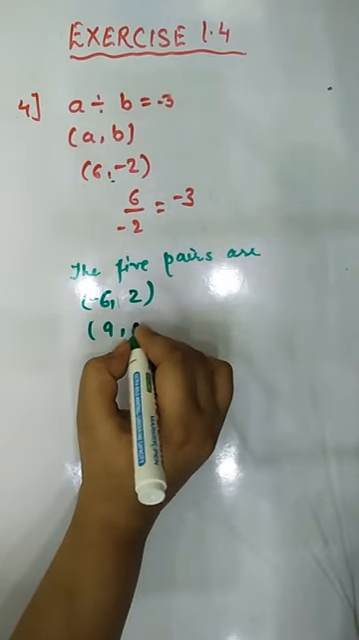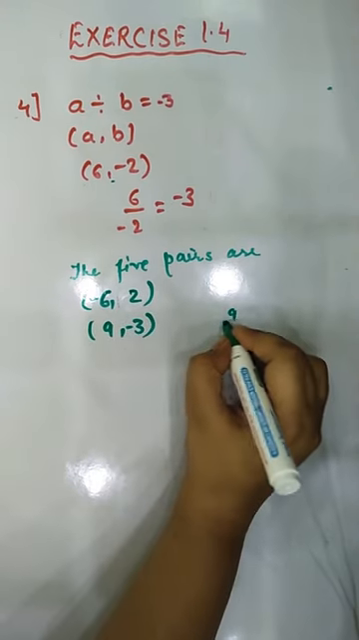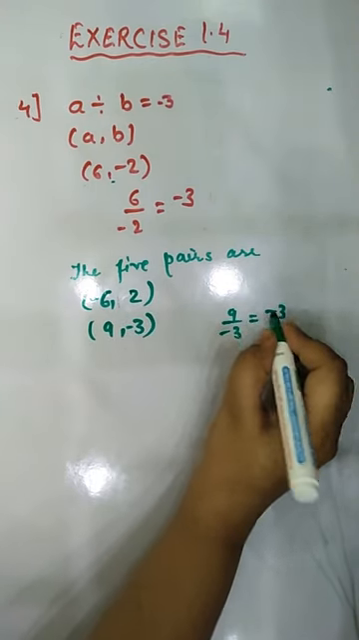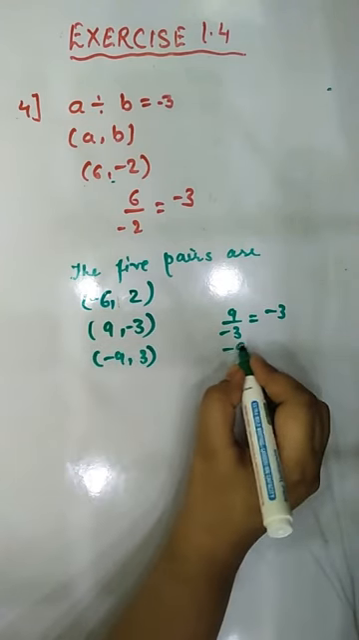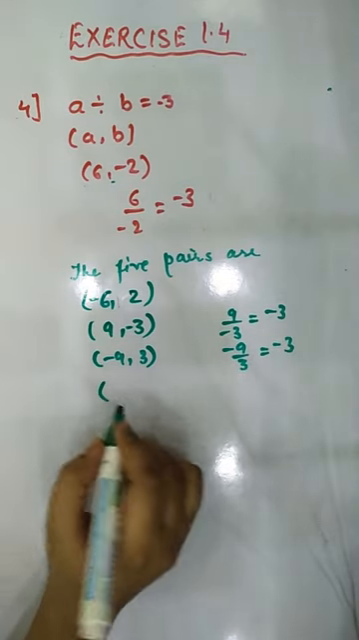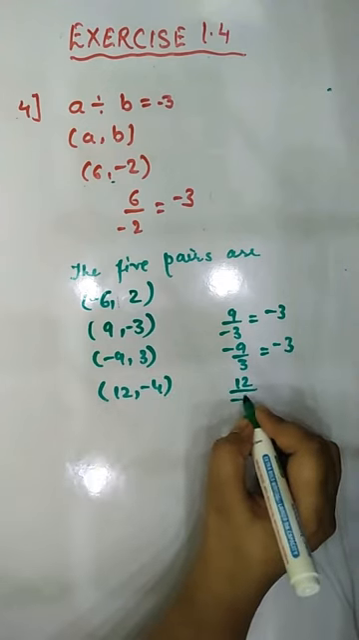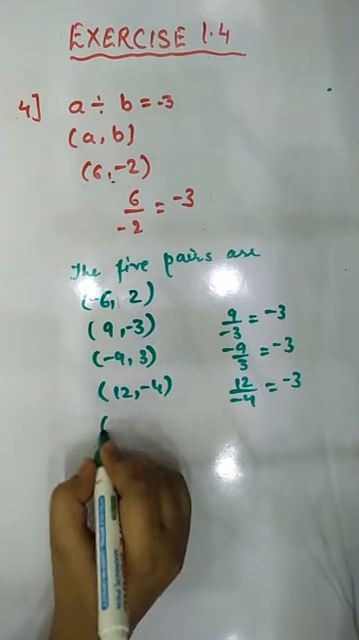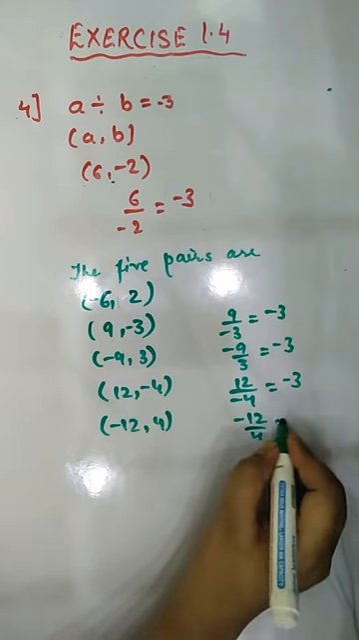Then 9 and 3. 9 minus 3 is also -3. Then -9 and 3. -9 divided by 3 is also -3. Then what should I write? 12 and -4. 12 divided by -4 is also -3. Then -12 and 4. So -12 divided by 4 is also -3.